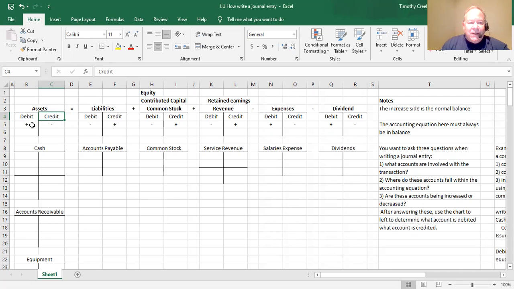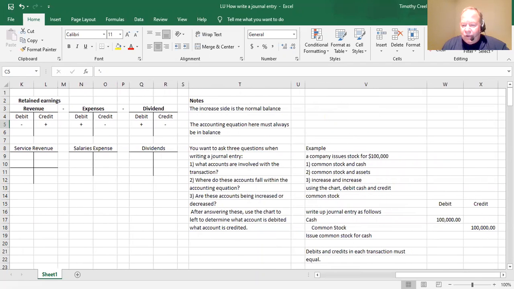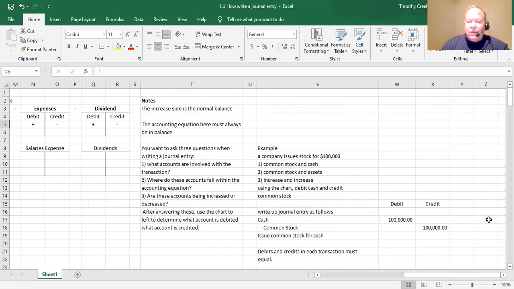Remember that the increase side is the normal balance of all these accounts. So normal balance for an asset's a debit, for a liability is a credit. Remember that the plus is the increase side, the minus is the decrease side. And I worked a few transactions over here. And just a quick reminder of how you would do a journal entry. There's other recordings on that.